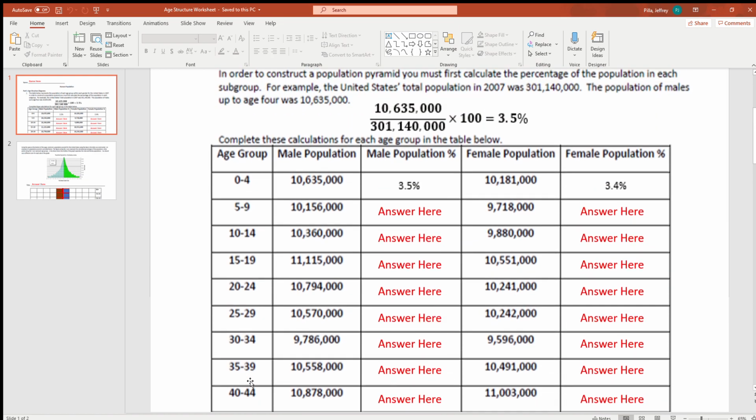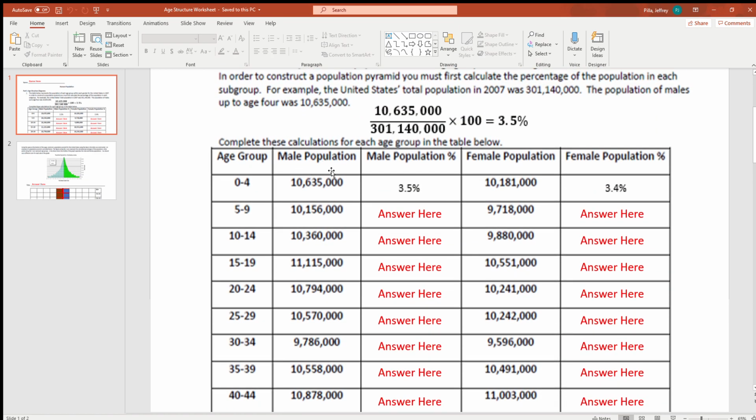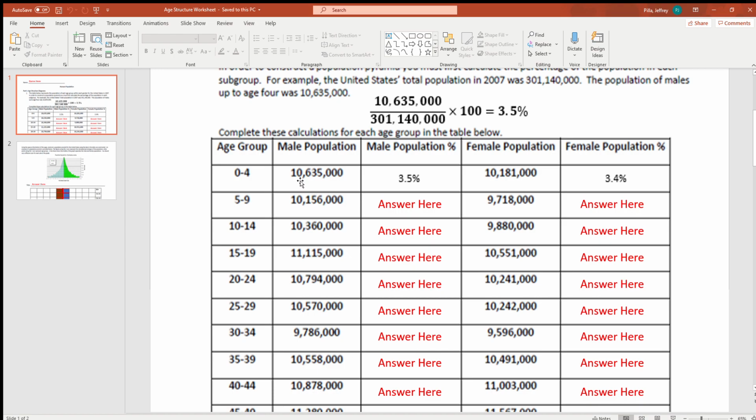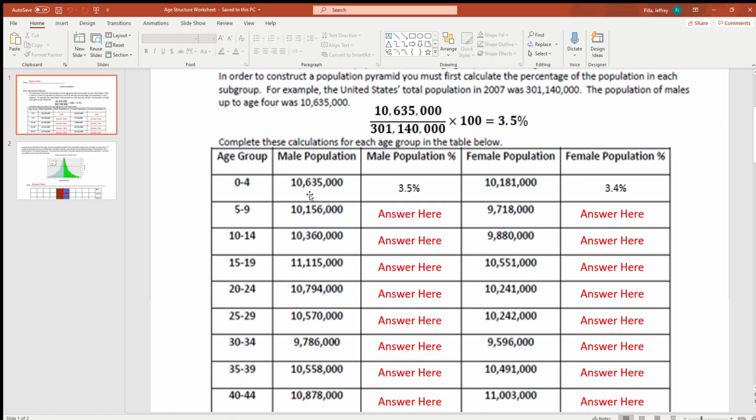We also have a column for male population. In this column, this is the total population size of that age group of males. So for example, males between 0 and 4, that population size was 10,635,000, like it said in the directions above. So the male population between the age of 0 and 4 was 10,635,000. Males between 5 and 9, that population was 10,156,000, and so on.